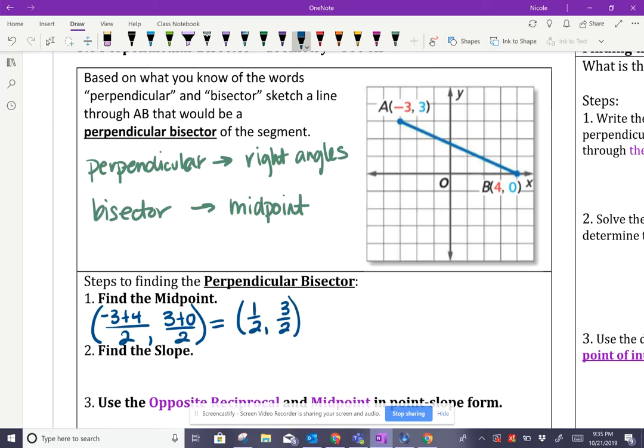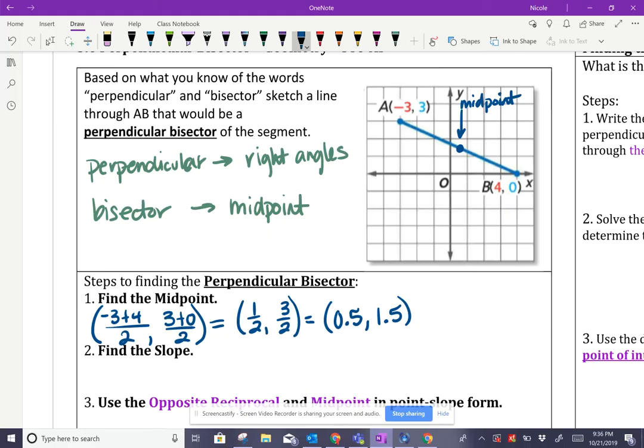And if you prefer decimals to work with this, that's totally fine. I can turn this into a decimal real easy. 1/2 can be rewritten as 0.5, and 3 over 2 could be rewritten as 1.5. So let's see where this midpoint is. I've got my graph up here. I'm going to go 1/2 on my x's and then up 1.5 approximately, and this is where my midpoint is. So this is where we are going to intersect with our line when we create our perpendicular. But we have a few more steps to go.